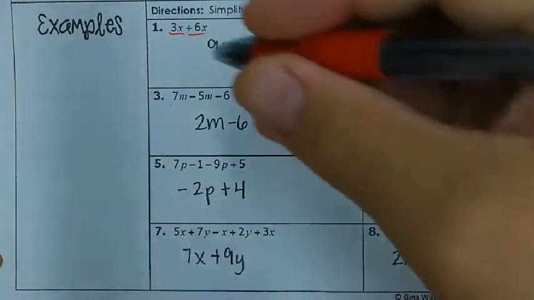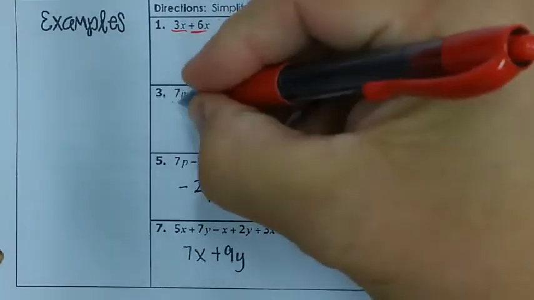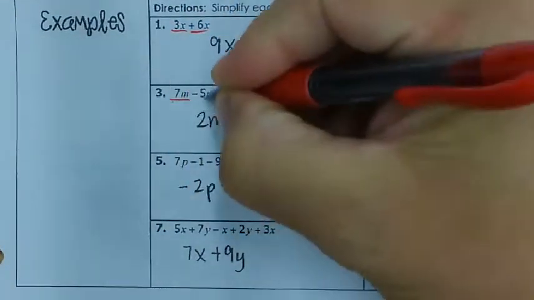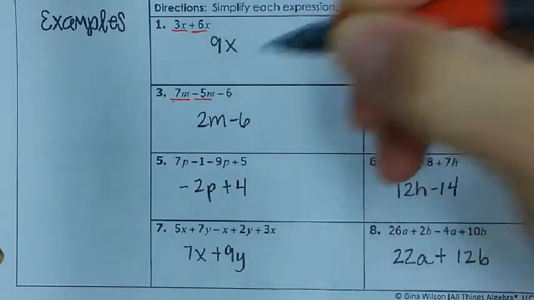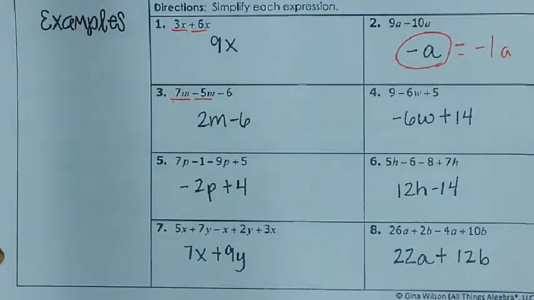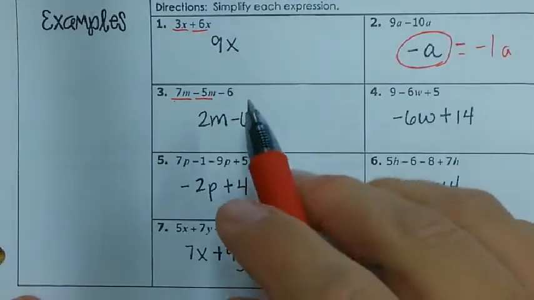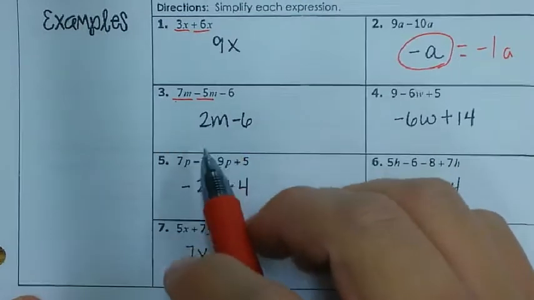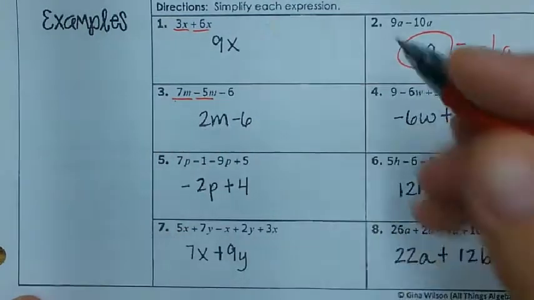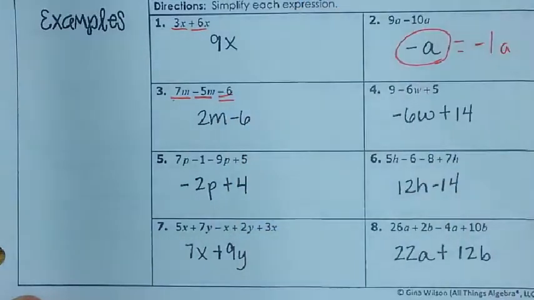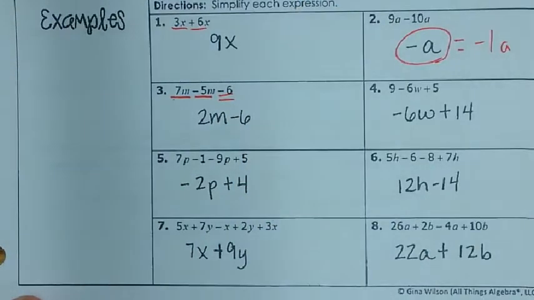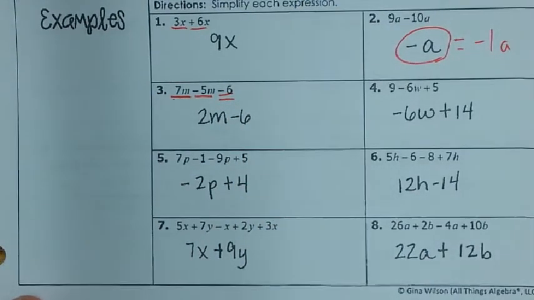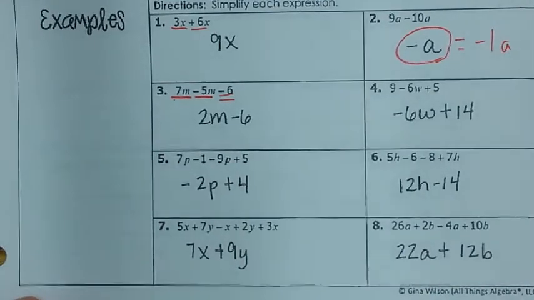Okay, so on this one, what I like to do is I like to put lines underneath to show the common terms. So our like terms are m's. So 7m minus 5m. So 7 minus 5 is 2. And then this negative 6, that does not have a variable with it, so we just bring that down.